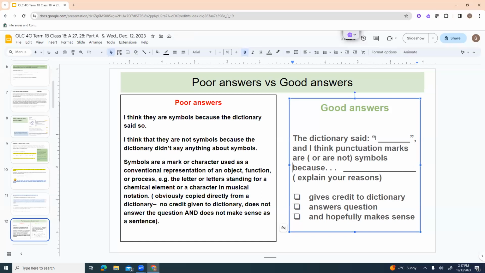That's why I'm saying it doesn't really matter what the dictionary says. I want to see if you understand how to think about it, not if you have just memorized what the dictionary said. So this is a good answer because it gave credit to the dictionary. It didn't pretend it was their own words. It answers the actual question. And hopefully, if you've written it well, then it makes sense, right?